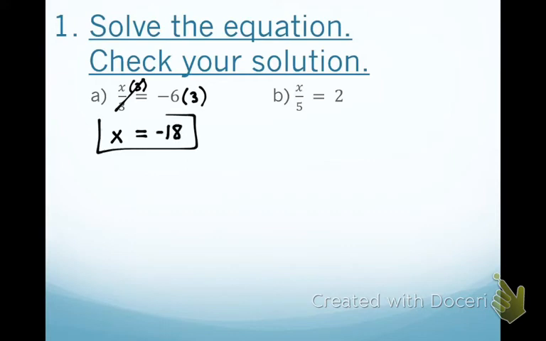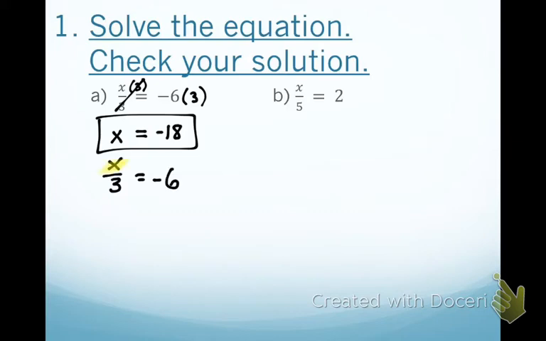So that's your answer, but it also tells us that it wants us to check our solution. So now all you're going to do is take what we had for our original problem, drop down the equal sign just so everything looks nice and neat and you can keep your work organized. We're going to drop down the original problem, which said x divided by 3 equals negative 6. Now I know what x is.